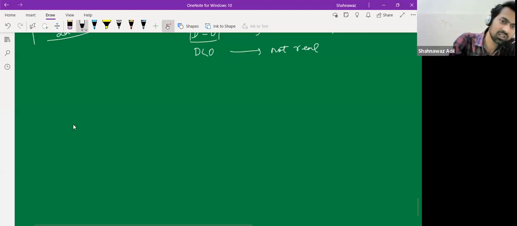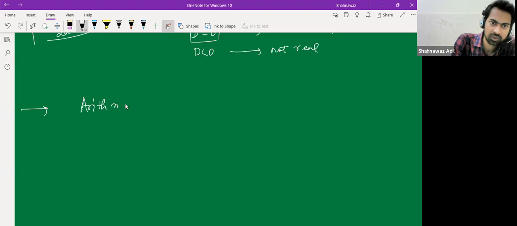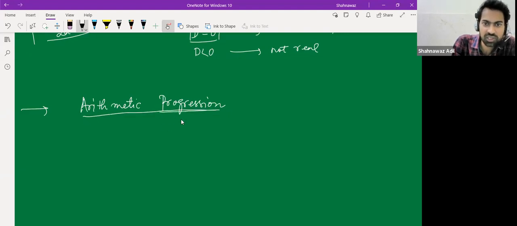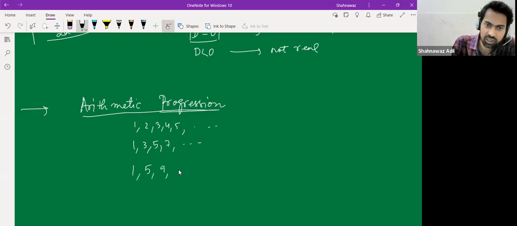So the next chapter is arithmetic progression. You have this progression. Let's say you have some set of numbers, let's say the set of natural numbers: 1, 2, 3, 4, 5. Or let's say you have 1, 3, 5, and then 7. These kinds of numbers, or let's say 1, 5, 9, 8, 7, 5, 4, 3, and this kind.